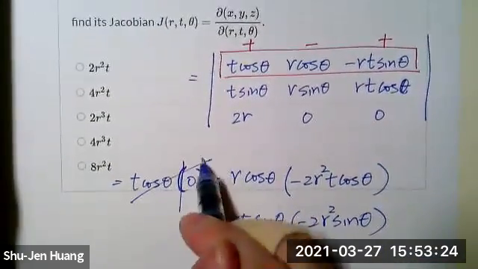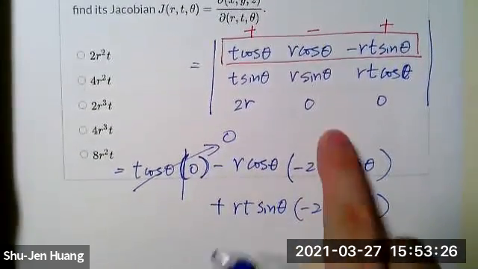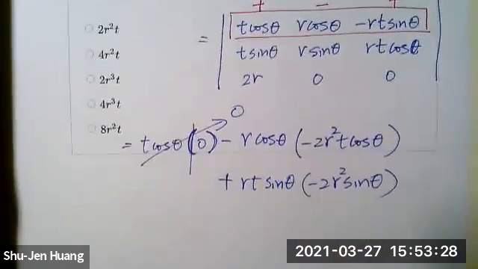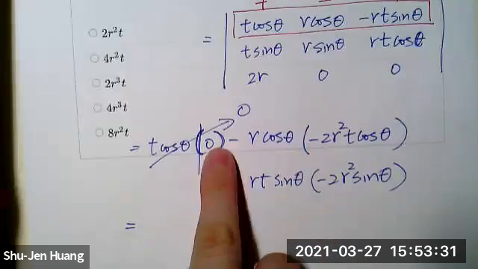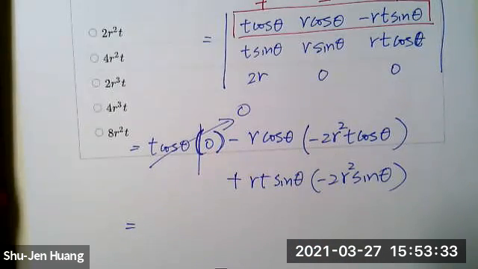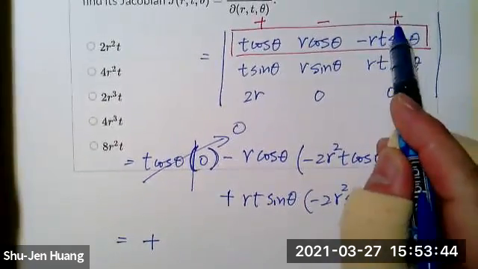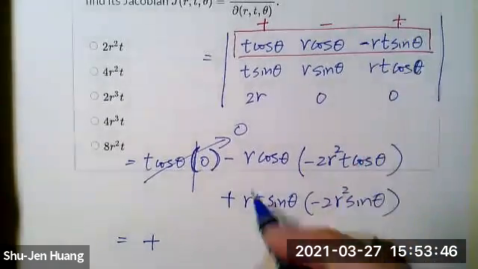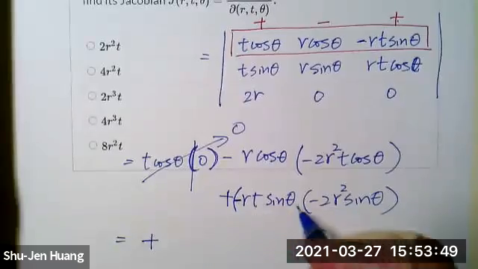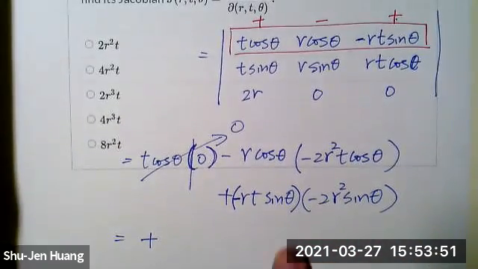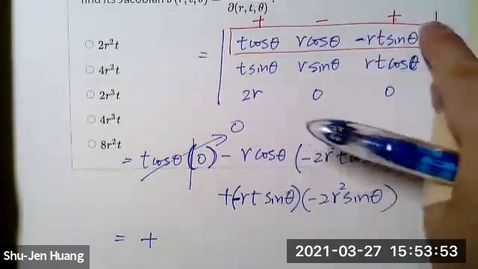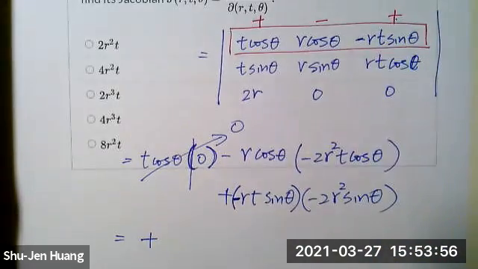The first one is 0. And now we still have two terms here. So let's simplify a little bit. So here we got a positive sign here. I make a mistake here. Did anyone see that? The third one, we have a positive sign, but here we have a minus sign. So that should be minus RT sine theta. Okay, so I made a mistake. The third term here should be minus RT sine theta.